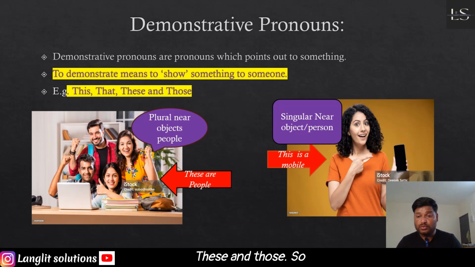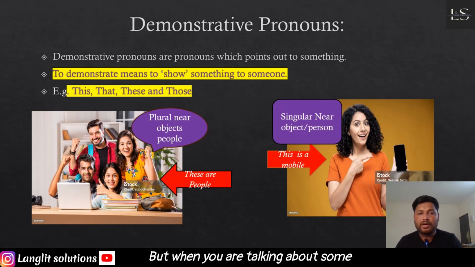These and those. These and those are plurals. When you are talking about demonstrative pronouns, you need to understand two things. The first is the distance, and the second is the number of people, or the singular and plurality of something. Suppose there is a person, we are talking only about a single person, then you will be using this and that only. It is for singular, both near and far.